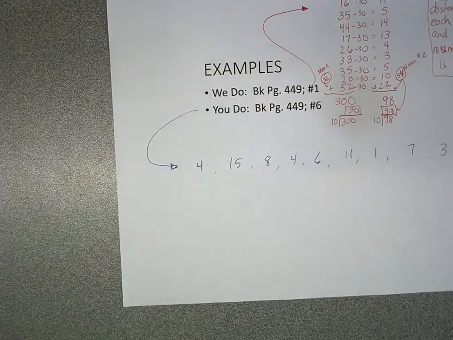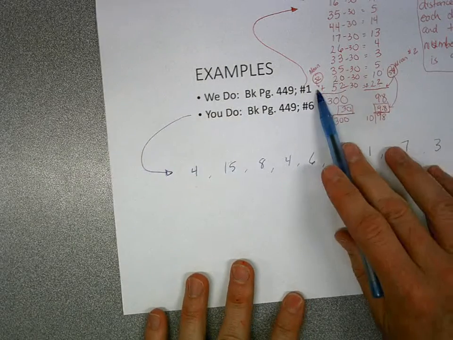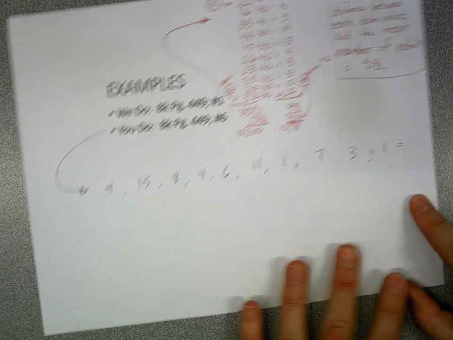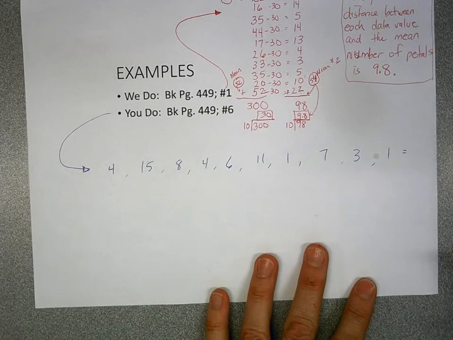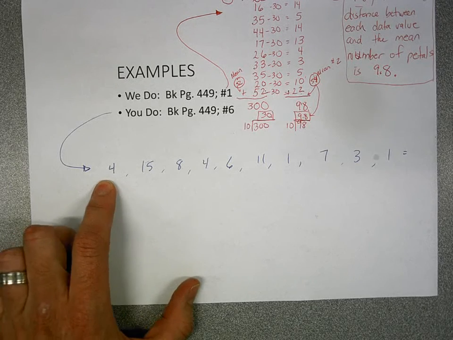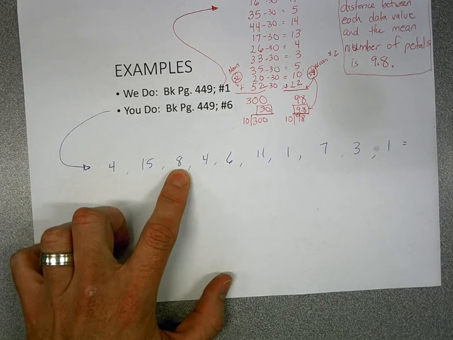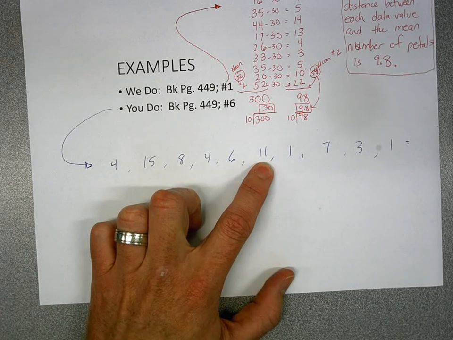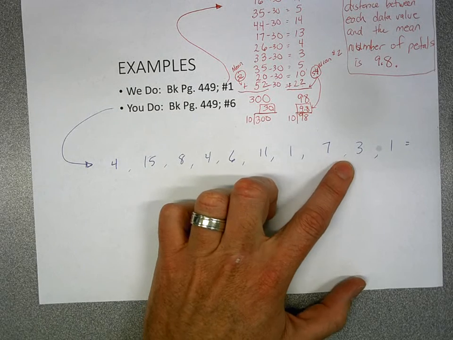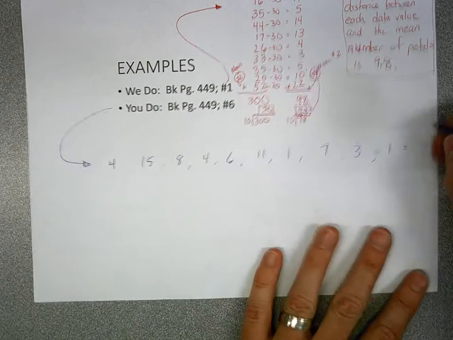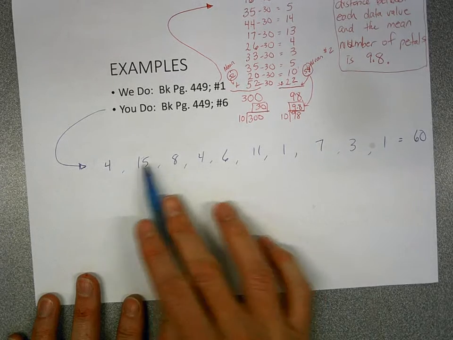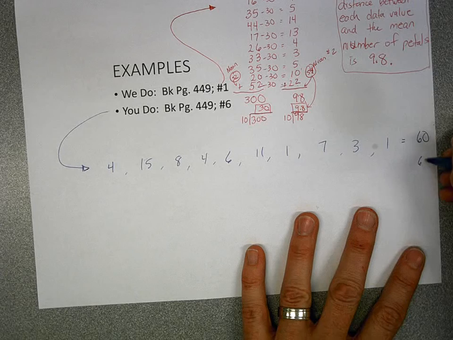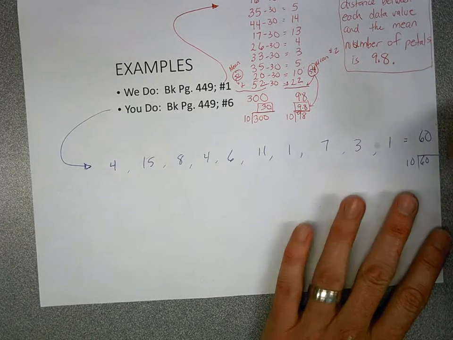All right. So after that, step 2 says find the mean. In this case, I'm going to record it over on the side here. 4 plus 15 plus 8 plus 4 plus 6 plus 11 plus 1 plus 7 plus 3 plus 1 equals 60. And how many did I say there were? 10. 1, 2, 3, 4, 5, 6, 7, 8, 9, 10. So just for note purposes, 60 divided by 10. So our mean is 6.